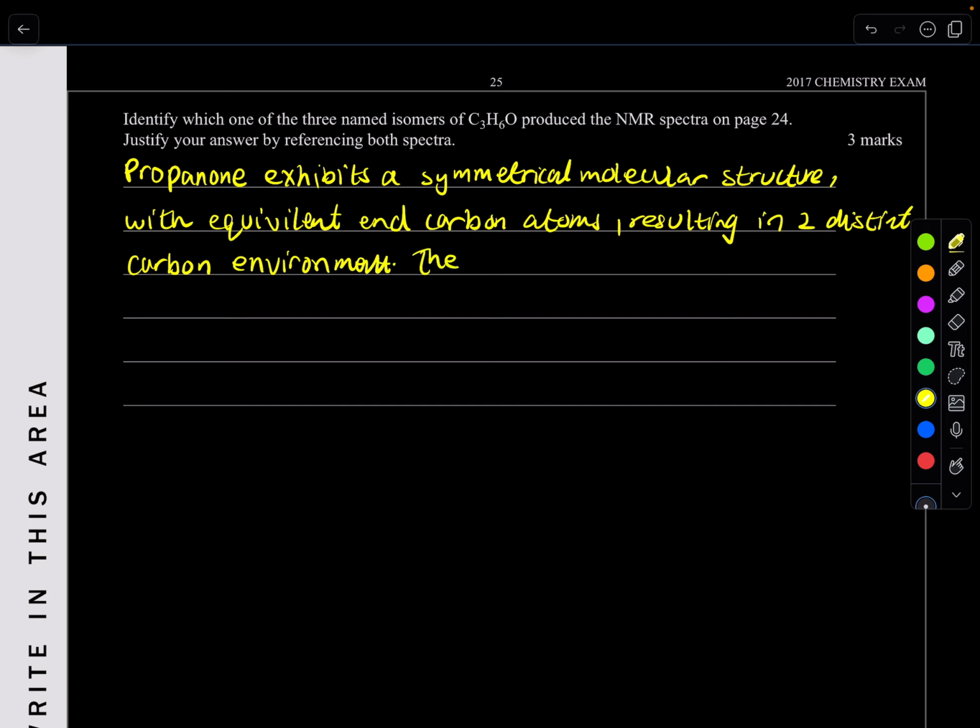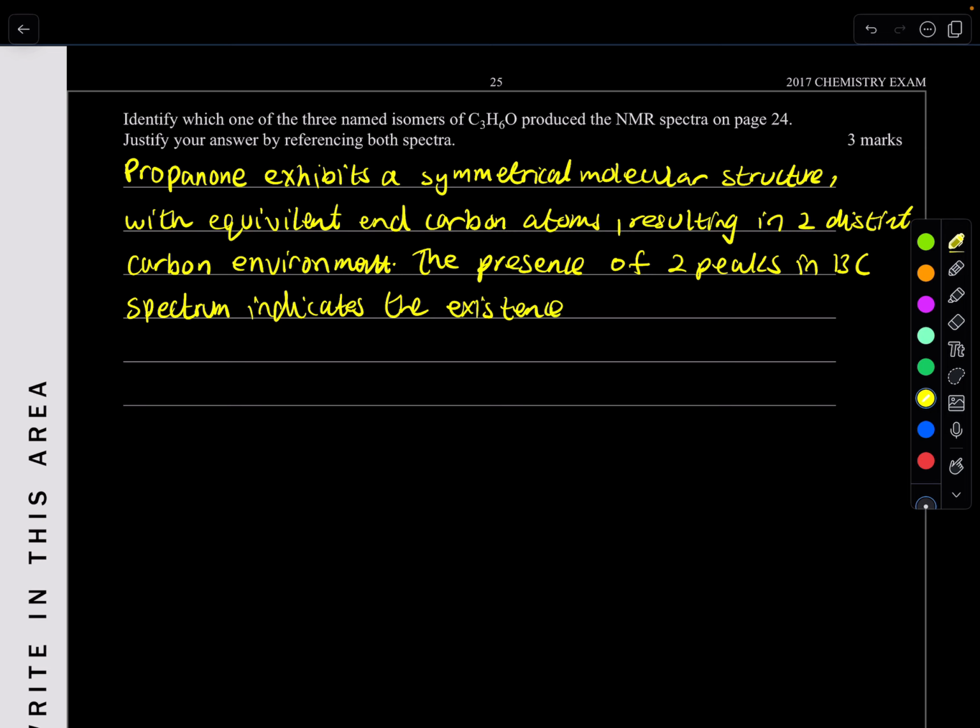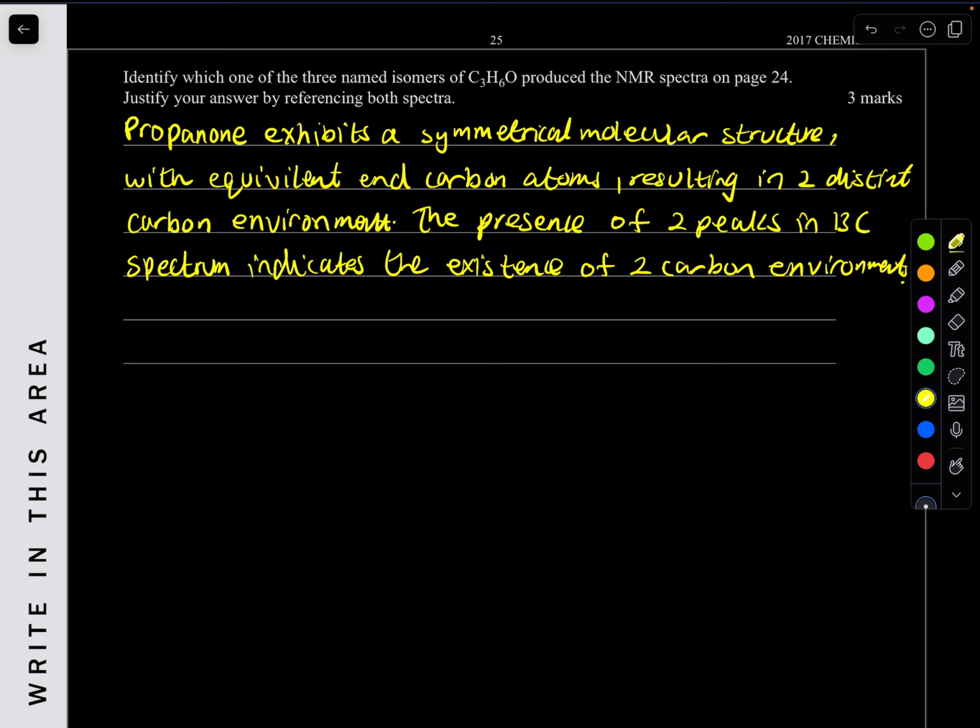I'm writing so quick that I'm writing rubbish, but the presence of 2 peaks in the 13C spectrum indicates the existence of 2 carbon environments. Yeah, I think that will be it for that one, and then we can talk about the next part.